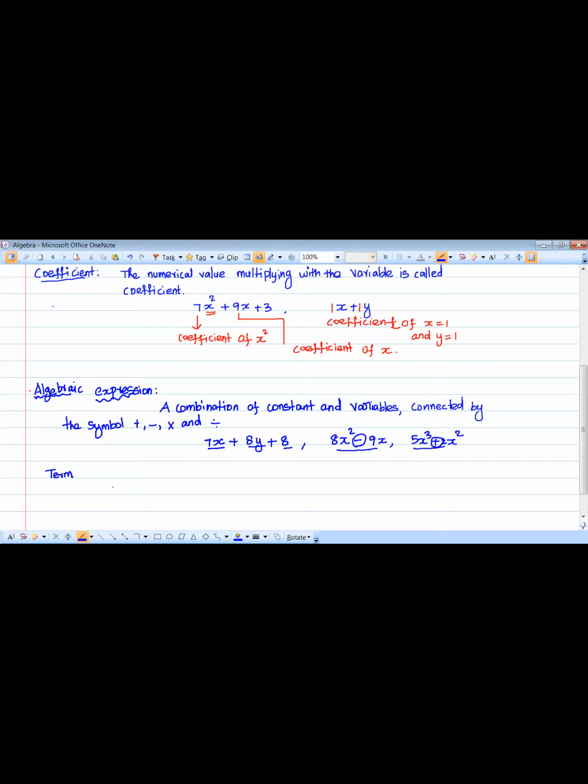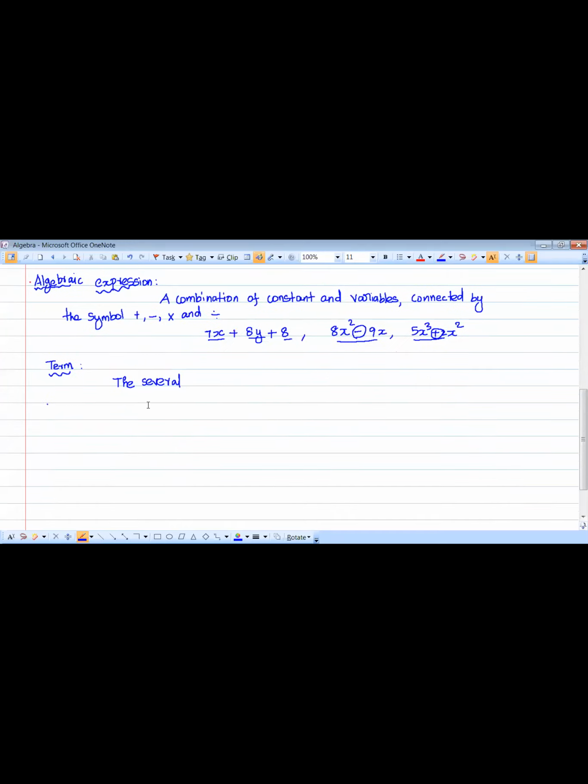What is a term? The several parts of an expression which are separated by plus or minus are called the terms of the expression.